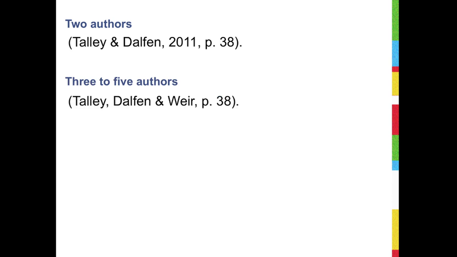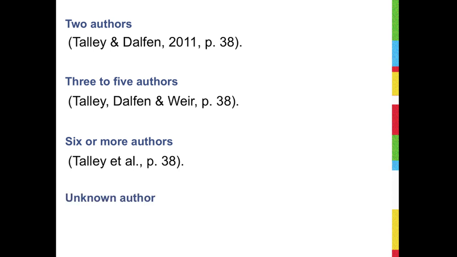For two authors, use an ampersand after the first author's name. For 3 to 5 authors, place a comma after each author and include an ampersand before the last author is listed. For 6 or more authors, follow the first author's name with et al., meaning and others.